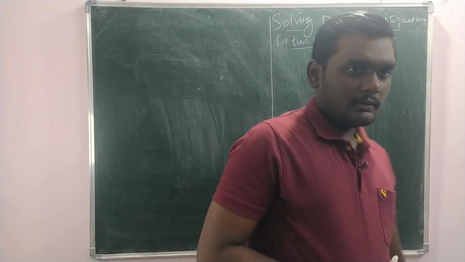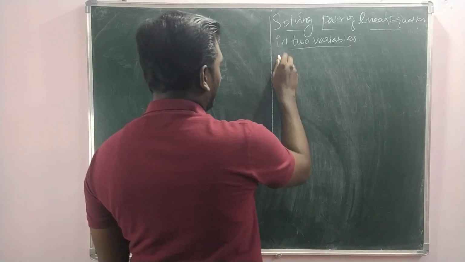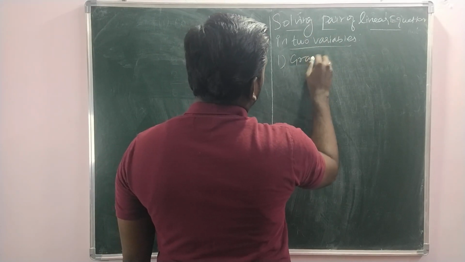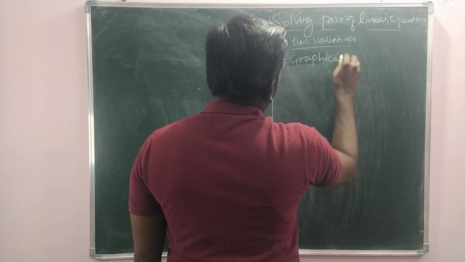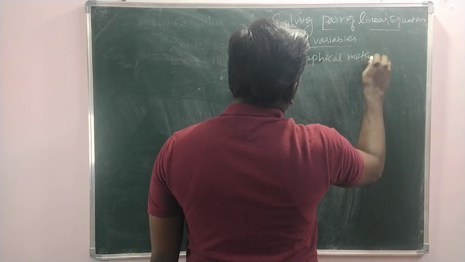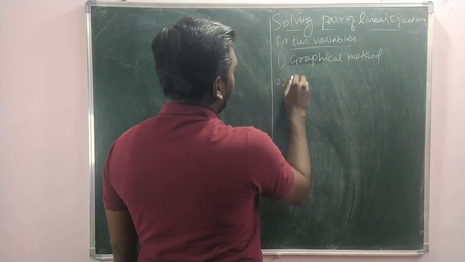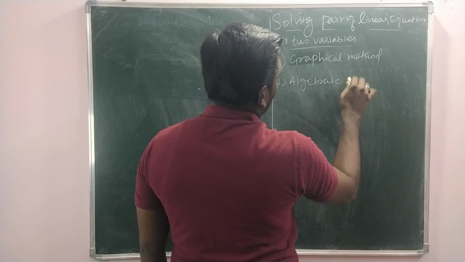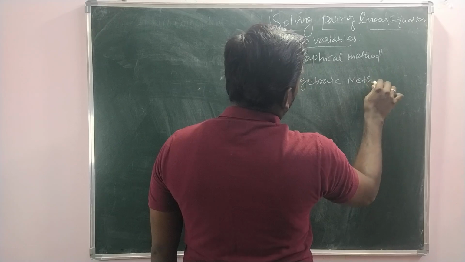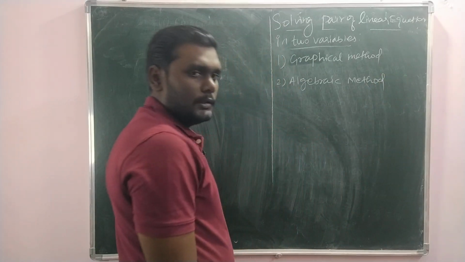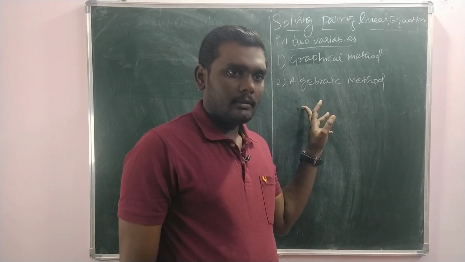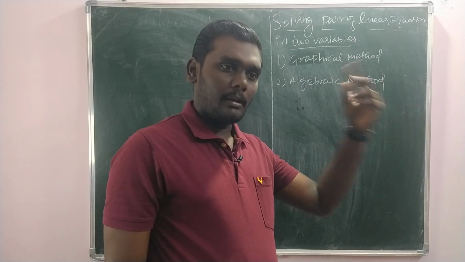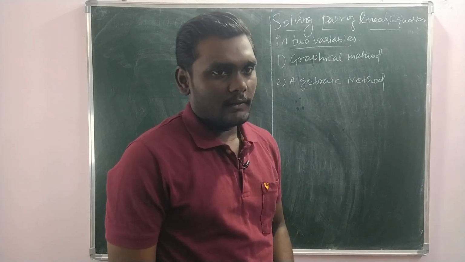A pair of linear equations can be solved in two methods. The first one is the graphical method, and the second one is the algebraic method. The algebraic method means we are solving it on paper. The graphical method means we'll draw the graph, and from the graph we'll interpret what kind of solutions it has.